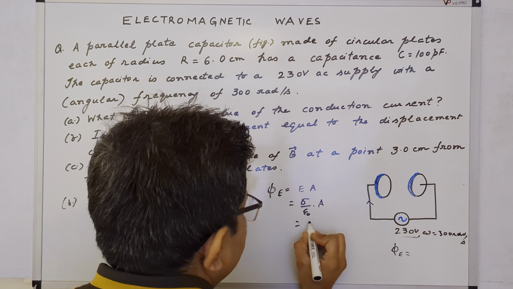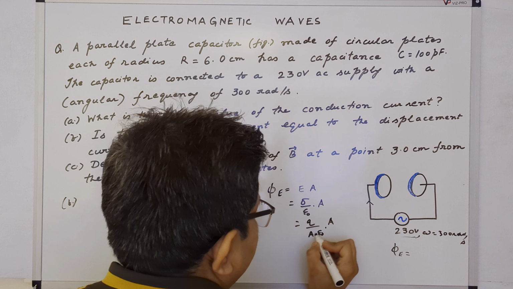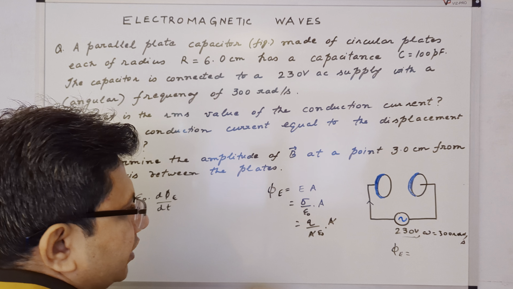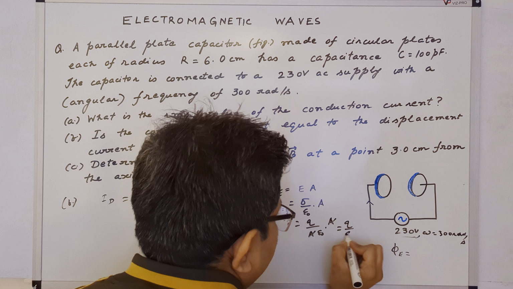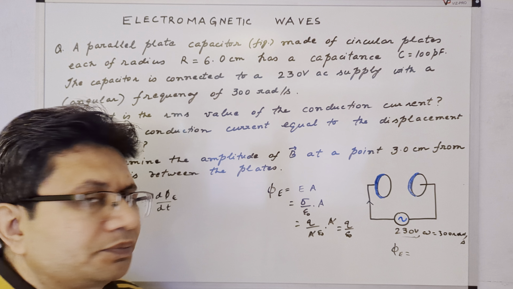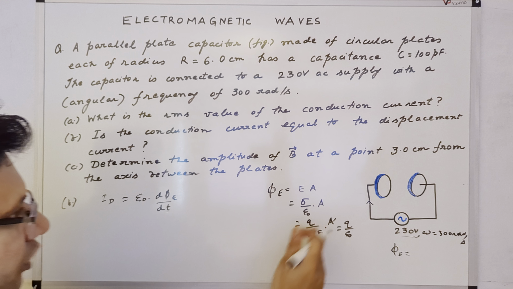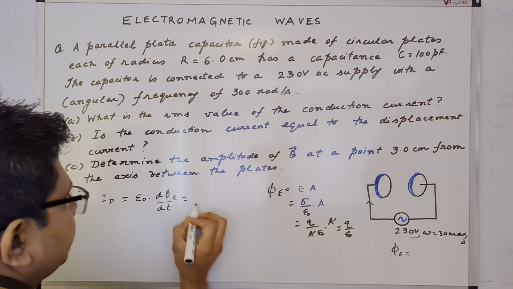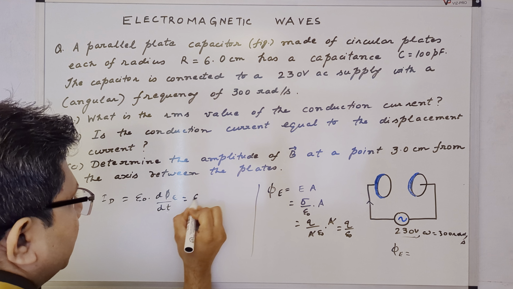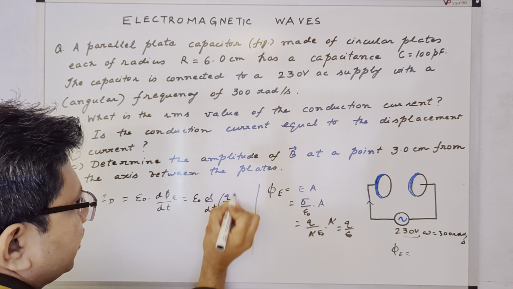Now sigma is equal to Q upon A. So Q upon A into epsilon naught into A. This A cancels with this A. So this value comes out to be Q upon epsilon naught. So the electric flux is equal to the charge divided by the permittivity of free space. Now putting this value in this equation, we get epsilon naught d by dt of Q by epsilon naught.